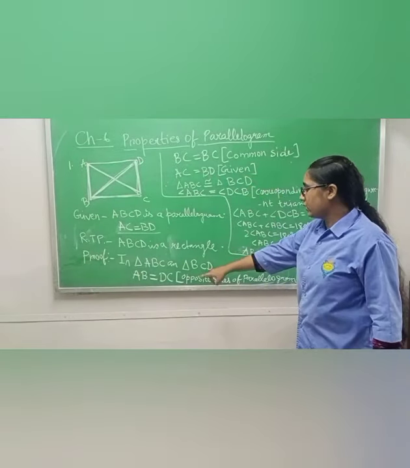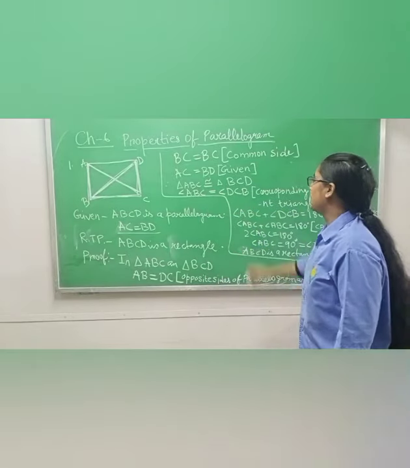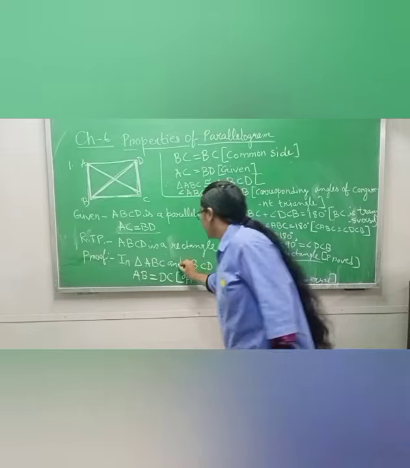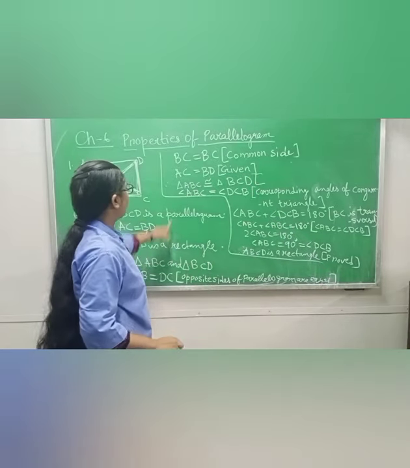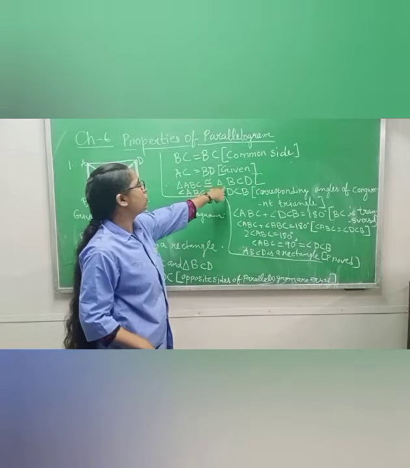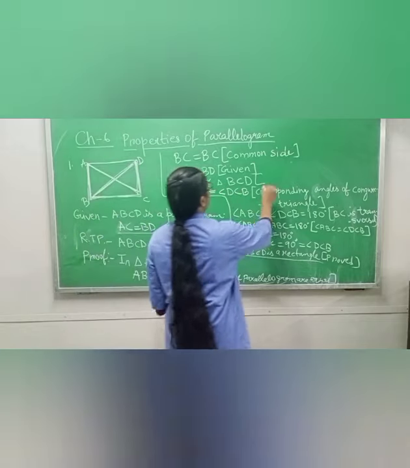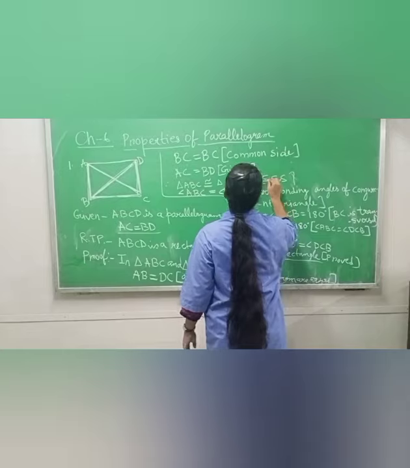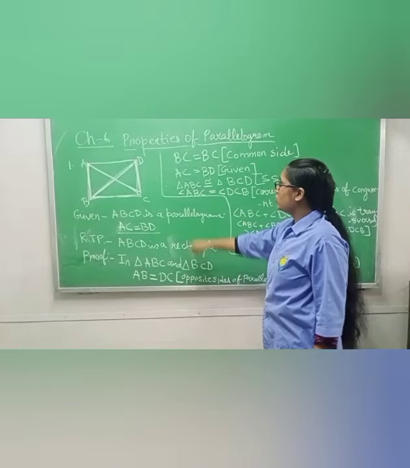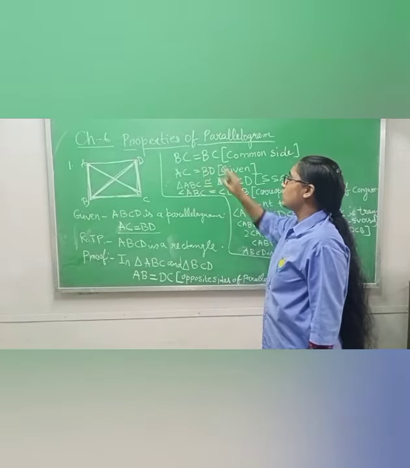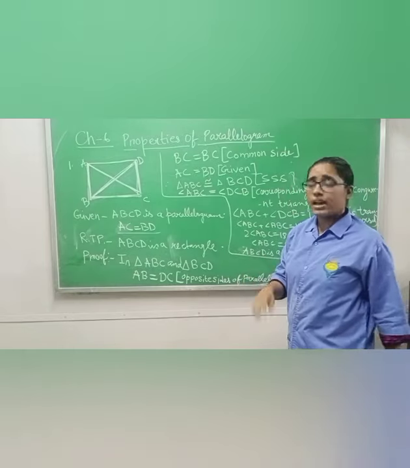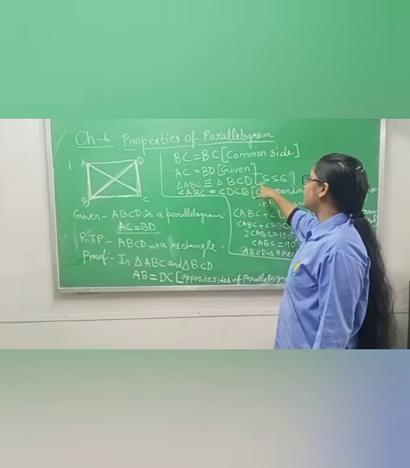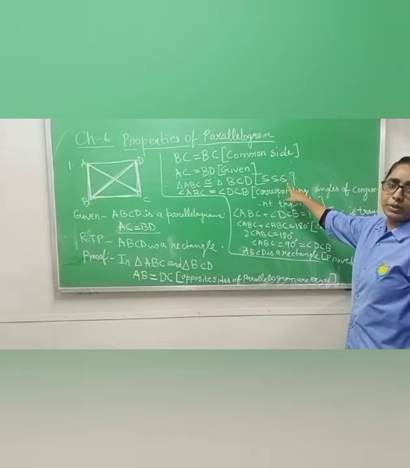Now we have proved three sides. So what we can write? Therefore triangle ABC is congruent to triangle BCD by which property? Side property, no? Three sides we are taking: AB equals to DC, BC equals to BC, AC equals to BD. So we are taking three sides and we are proving that triangle ABC is congruent to triangle BCD by SSS property.